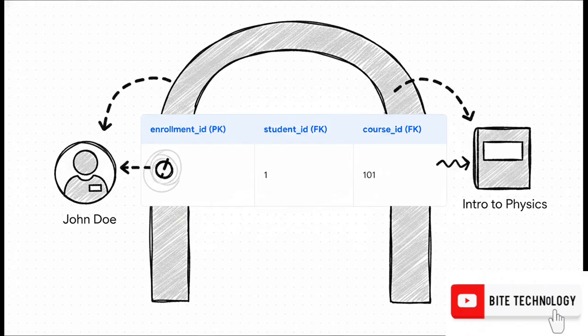hallway, the enrollment table. Now notice it doesn't store the student's name or the course name. It just stores IDs. It has its own primary key, enrollment ID, sure, but the real magic is in the foreign keys, the FKs. By putting student ID 1 and course ID 101 in the same row, this table creates a direct link. It officially enrolls John Doe in Intro to Physics. This is exactly how relationships are built.